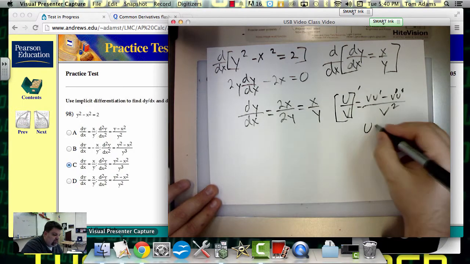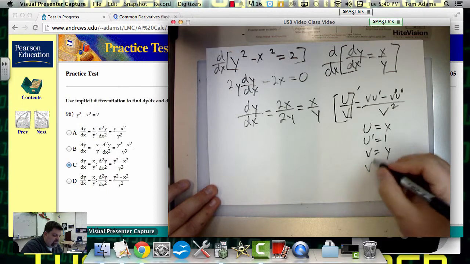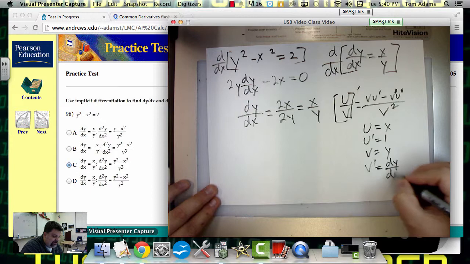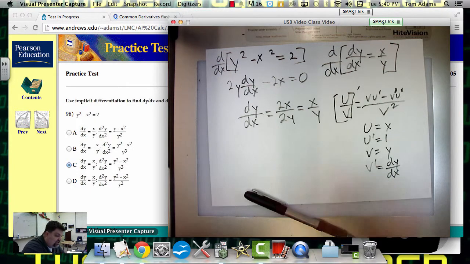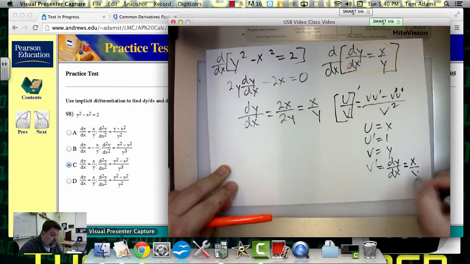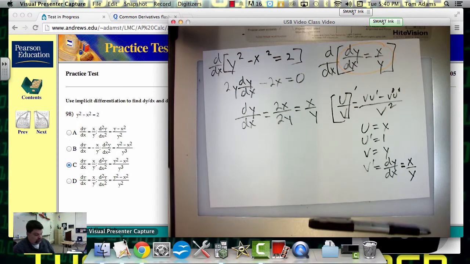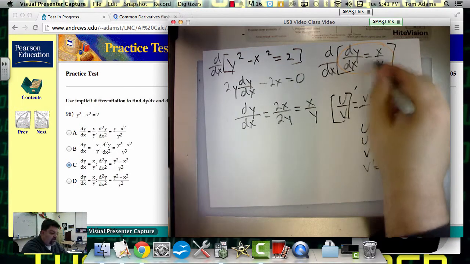So I'm going to let u equal x, so then u prime equals 1. I'm going to let v equal y. But now remember that v prime is actually equal to dy/dx. And then I said that dy/dx was actually equal to x over y. So v prime is actually x over y. Okay? So if that's the case, then what we need to do is take the derivative of this by using this formula.